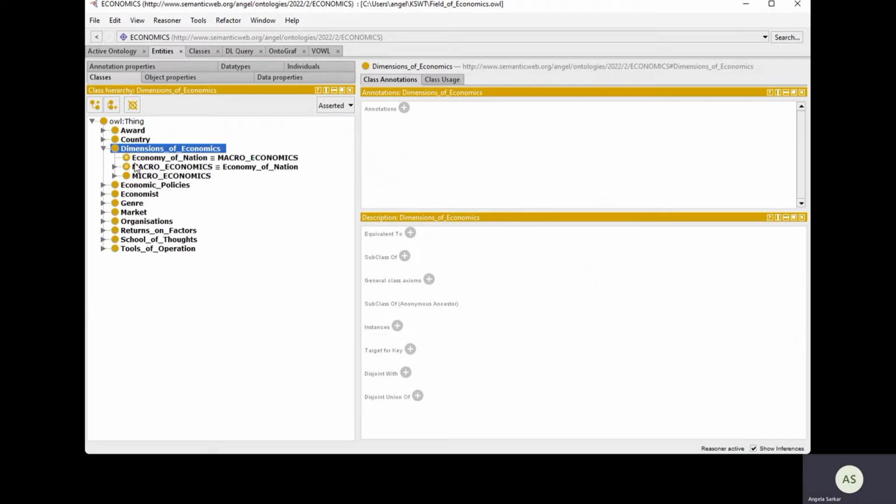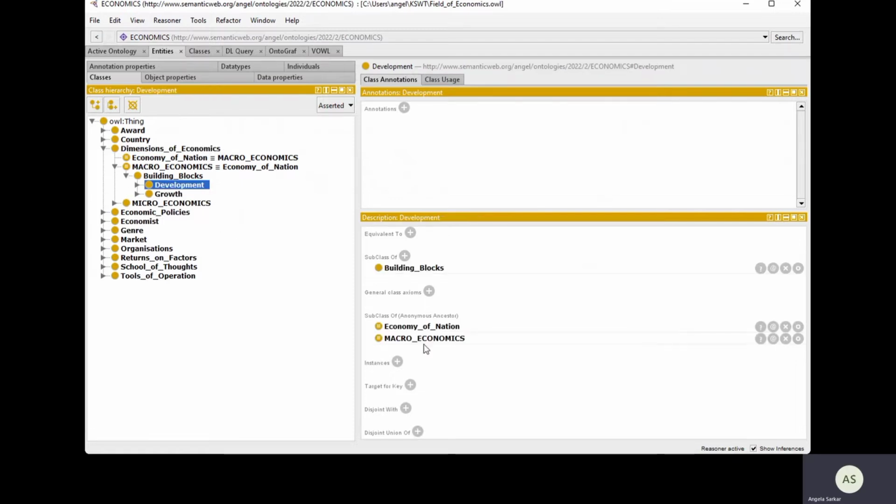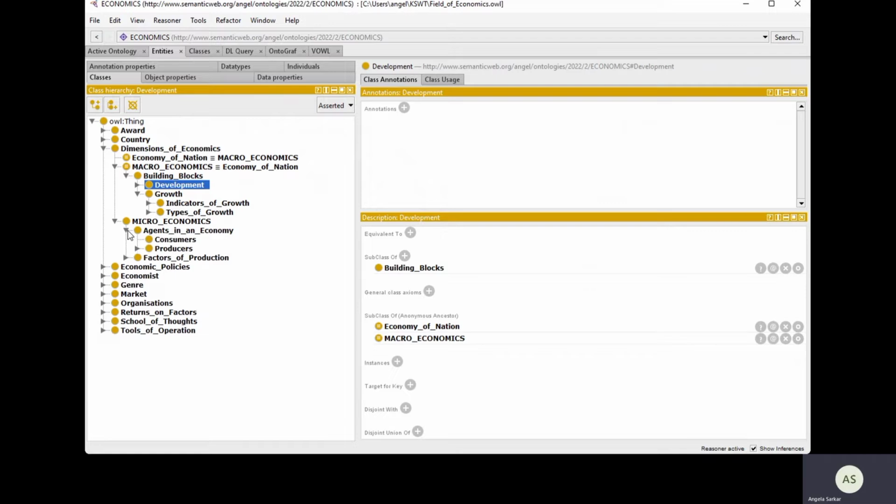Let's have a look at what lies inside dimension of economics. We have the following subclasses: macroeconomics and microeconomics. Let's dive deeper into macroeconomics. As you can see, there is building blocks. We have development and growth, where we have divided it, and in growth we have types and indicators. In microeconomics, we have agents in an economy and factors of production.